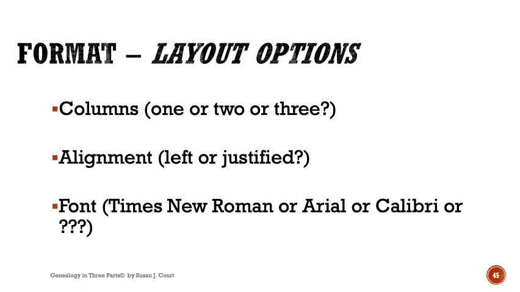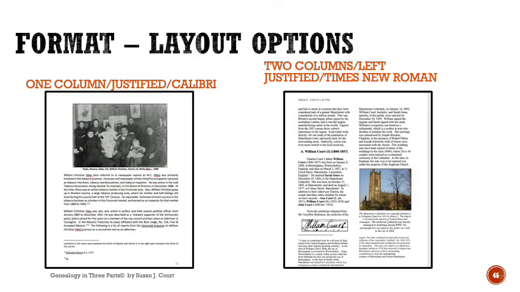The three layout options I have used in the past pertain to columns, one or two, alignment, left or justified, and font. Here are examples from two of my stories, one of my early ones on my great-grandfather, W.C. Hiles, and one of my latest ones on my great-grandfather, Charles Court. The one on the right is my preferred approach now. It has more white space, it's easier to read, and it is really easier to manage to include photographs.